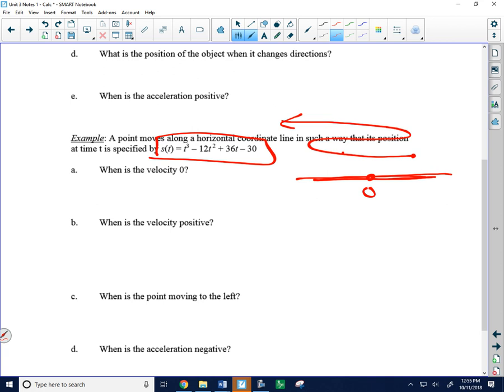All right, so here we go. First question, based on this function, modeling that point. When is the velocity 0? So when is time? Okay. Part of this is just knowing what it's asking for, right? I need a time. The velocity is 0.